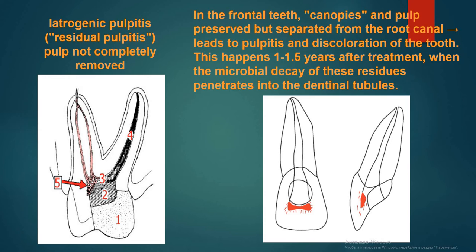This leads to pulpitis and discoloration of the root of the tooth. This happens from 1 to 1.5 years after treatment, when the microbial decay of these residues penetrates into the dental tubules.